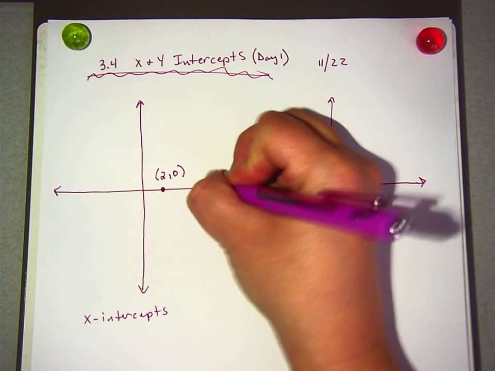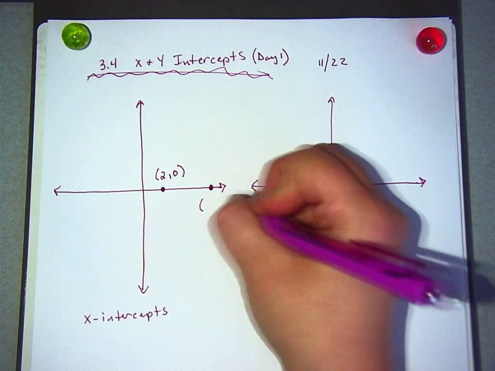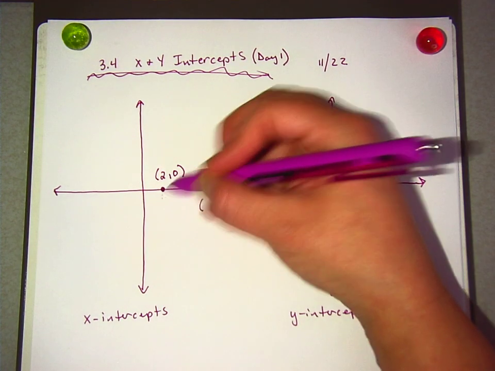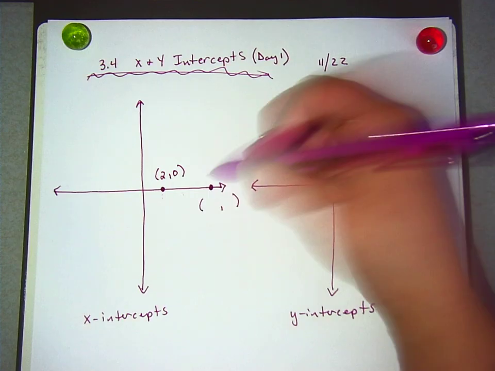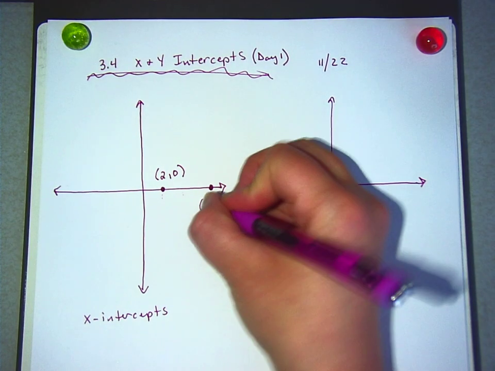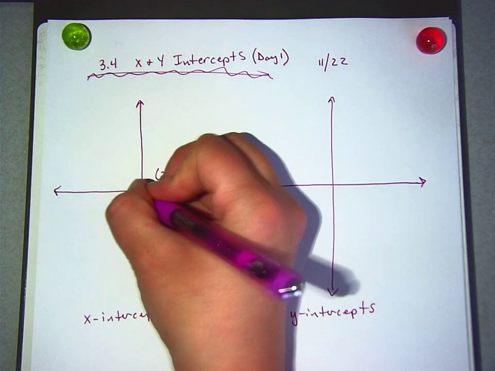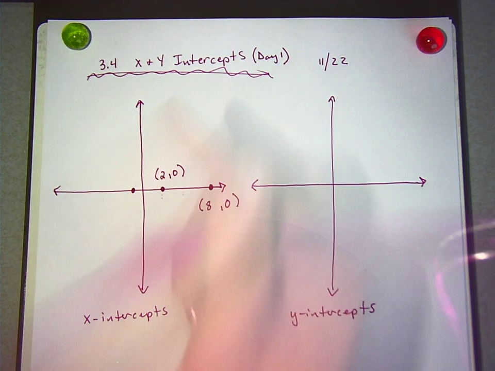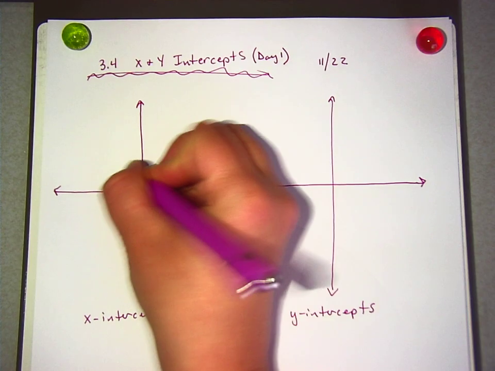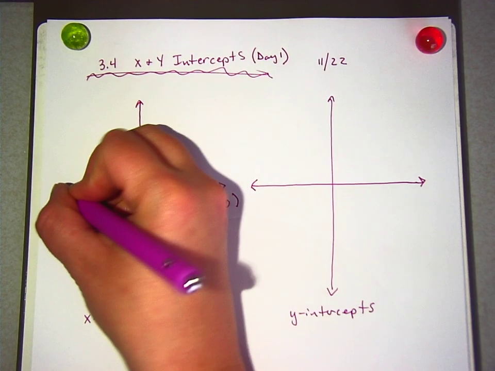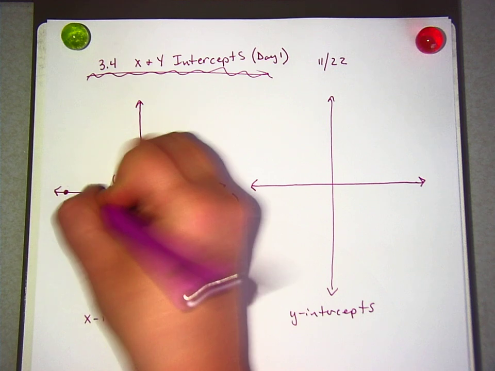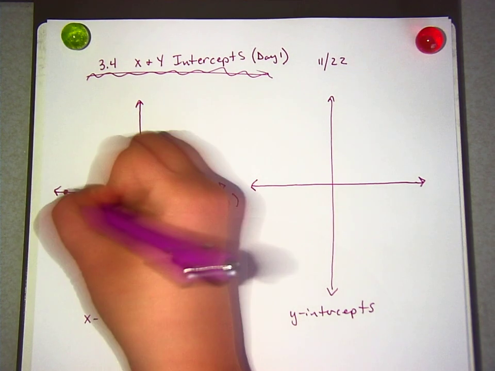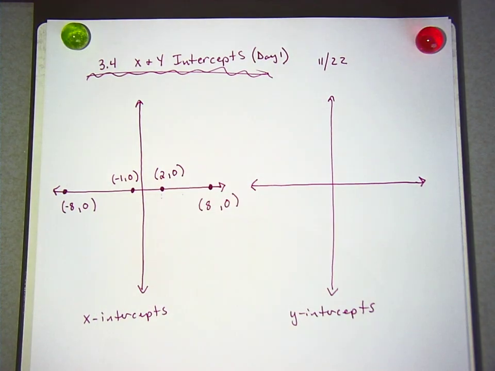Okay, so if that one was 2, what's this one then? 8? 6. Let's see, here's 2, maybe 6 or 7. I'll take 8. All right, 8, 0. Okay, Thomas, how about this one? -1, 0. And this one? -8, 0.